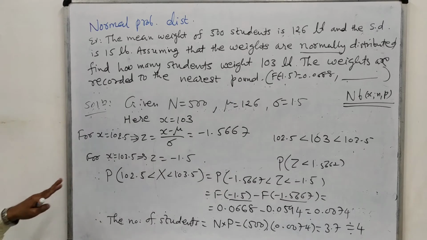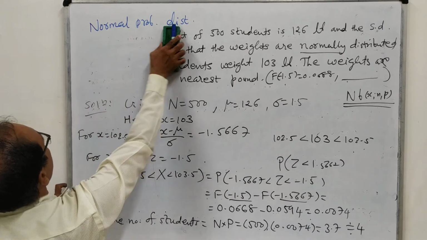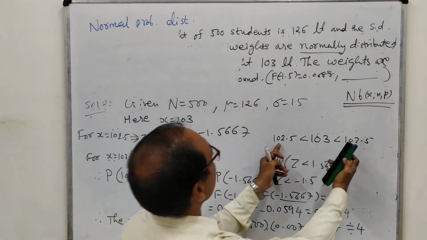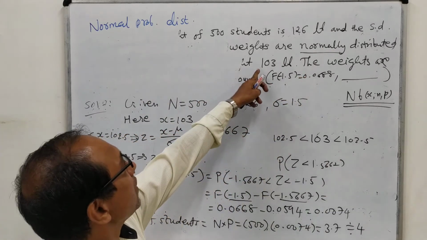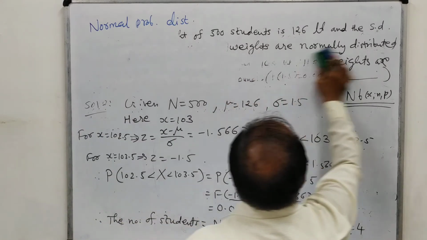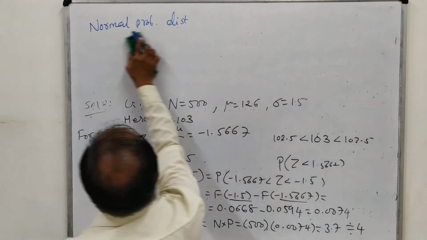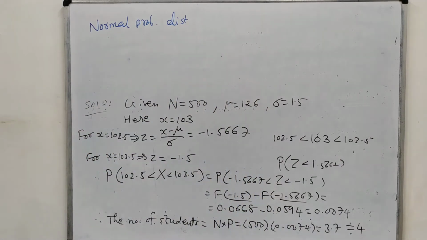Okay, after understanding this, one more example let us see. Here we have considered two different values because we wanted to find out the number of students exactly at 103. But now the second and new example is slightly different.